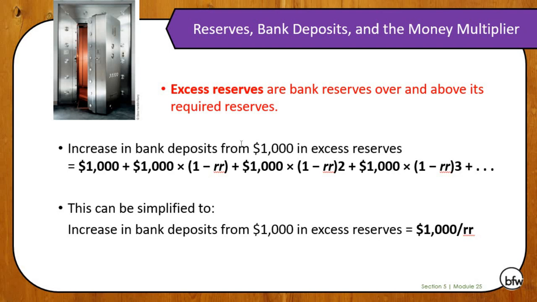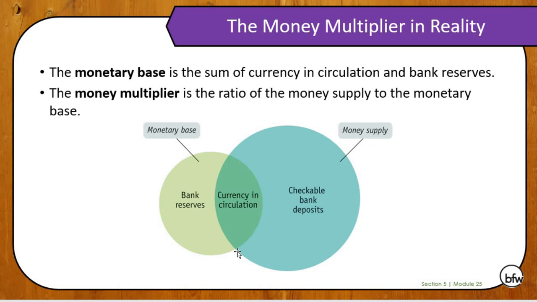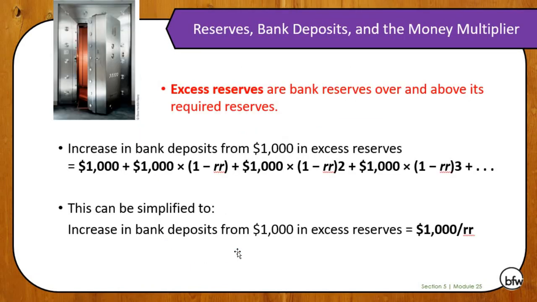Now, excess reserves are bank reserves over and above a bank's required reserves. There's a shortcut to figuring out how much money the bank can create from a single deposit, and that is called the money multiplier. Essentially, the money multiplier is the ratio of the money supply to the monetary base.